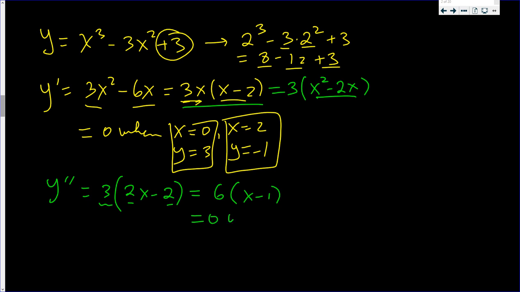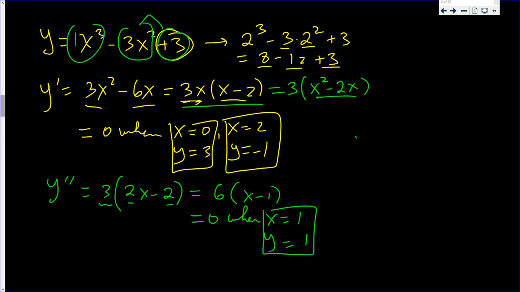Now this equals 0 when x is 1. And the y value will be 1 minus 3 plus 3. Well, the minus 3 plus 3 cancels out, so you just get the 1. 1 minus 3 plus 3. You have some money in the bank. I don't care if it's $1 or $1 million. If you take out 3 and then you add the 3 back, that cancels out. In this case, you have 1.